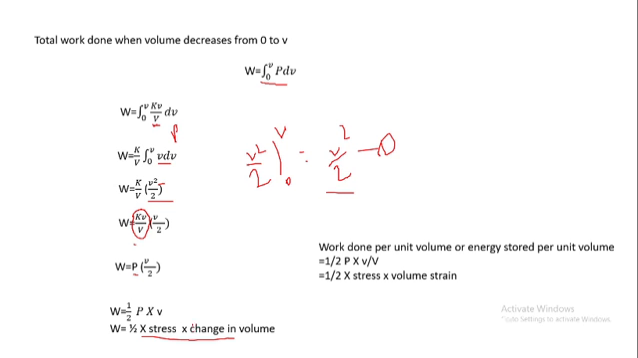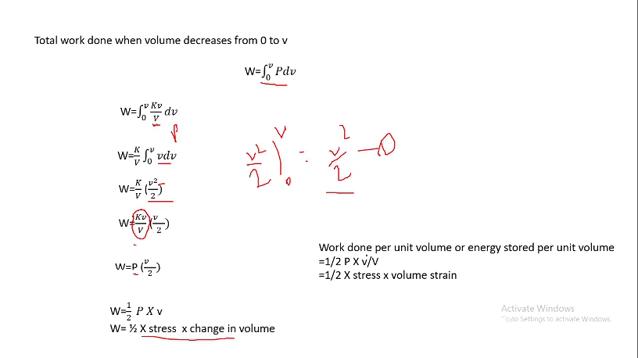This work done can be stored in the body in the form of energy. So it can be determined as work done per unit volume. It should be work done per unit volume, not the energy stored per unit volume. So we have 1/2 P into v, divided by the capital V. So we get 1/2 P into v divided by V. Here 1/2 into P is the stress, and v divided by V is the volume strain. So we got 1/2 into stress into strain.